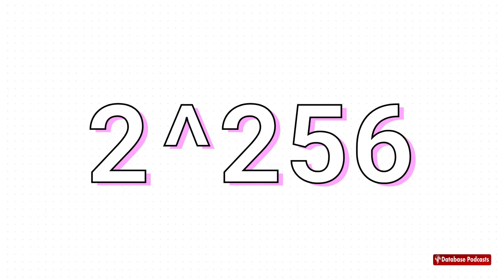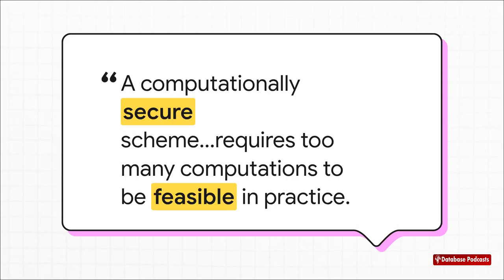That number has 78 digits. To put that in perspective, it's a number vastly larger than the estimated number of atoms in the entire known universe. Trying to guess this key isn't just a hard problem, it is physically impossible given the laws of physics and the amount of energy available on our planet. And that brings us to the real goal of all modern cryptography, something called computational security. This doesn't mean a code is theoretically impossible to break. It just means that the best-known way to break it would take so much time, so many computers, so much energy, that it's completely unfeasible in the real world. And with a 256-bit key, AES is pretty much the definition of computationally secure.